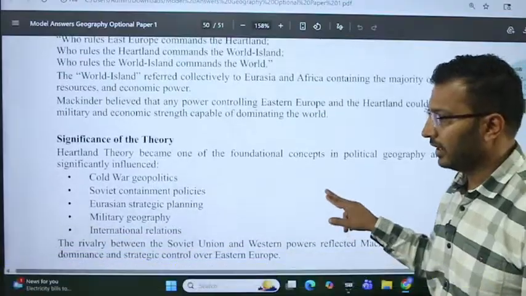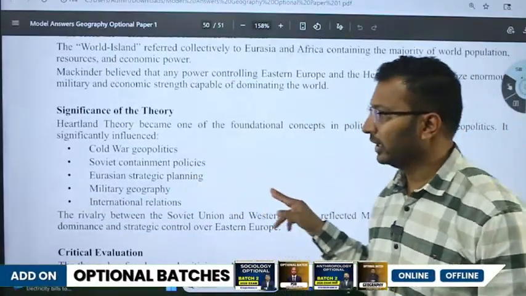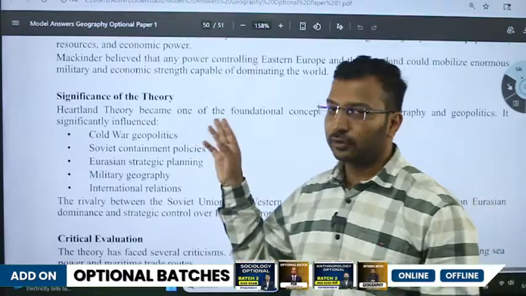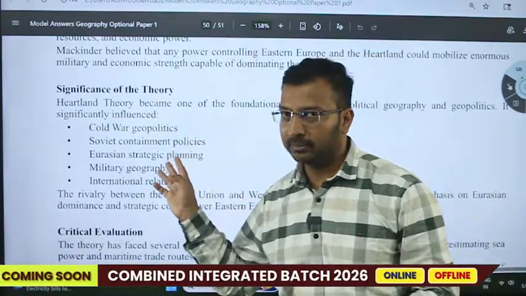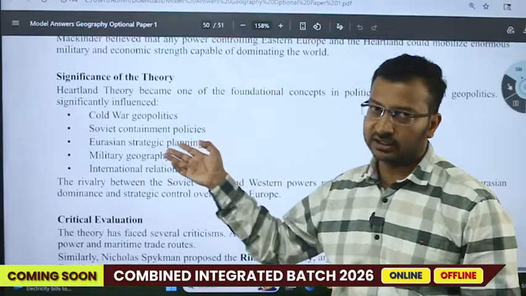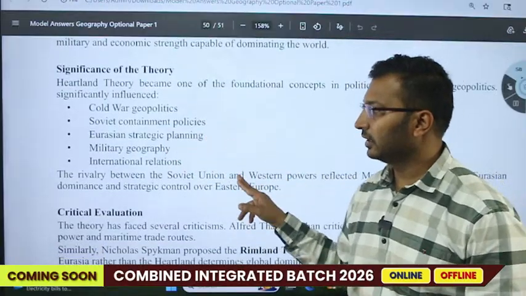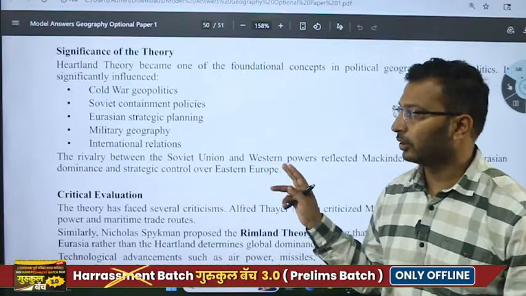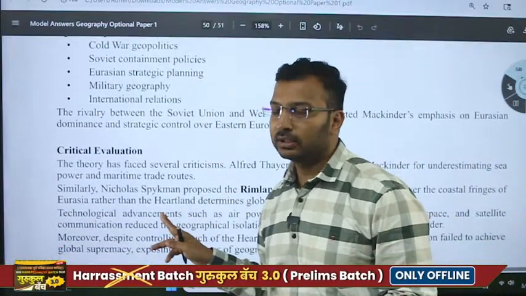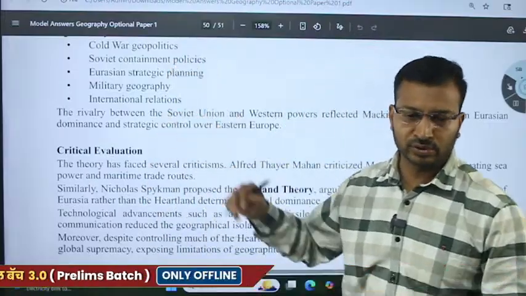Nowadays we have these choke points which have become quite important. Okay, so the significance of his theory: it led to Cold War geopolitics, then Soviet containment policies, Eurasian strategic planning, military geography, international relations. All these were affected because of this important theory. Then if the question says explain, then write a little bit of criticism as well.